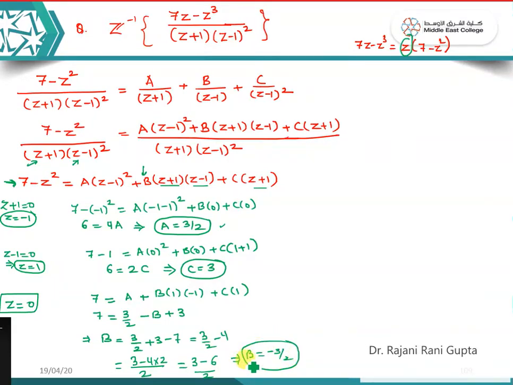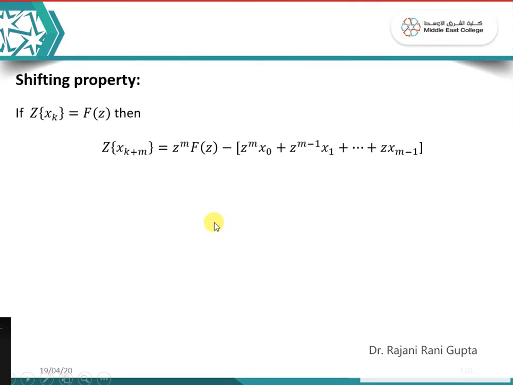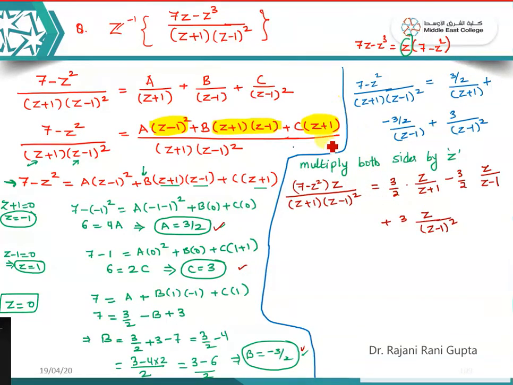As I told you, to check, the values of A and B are the same and just differ in sign. So on substituting the values of A, B and C, we get this term. Now multiply both sides by Z. When we multiplied with Z, we get the original question on the left, and on the right we get Z over Z plus 1, Z over Z minus 1, and Z over (Z minus 1) squared.